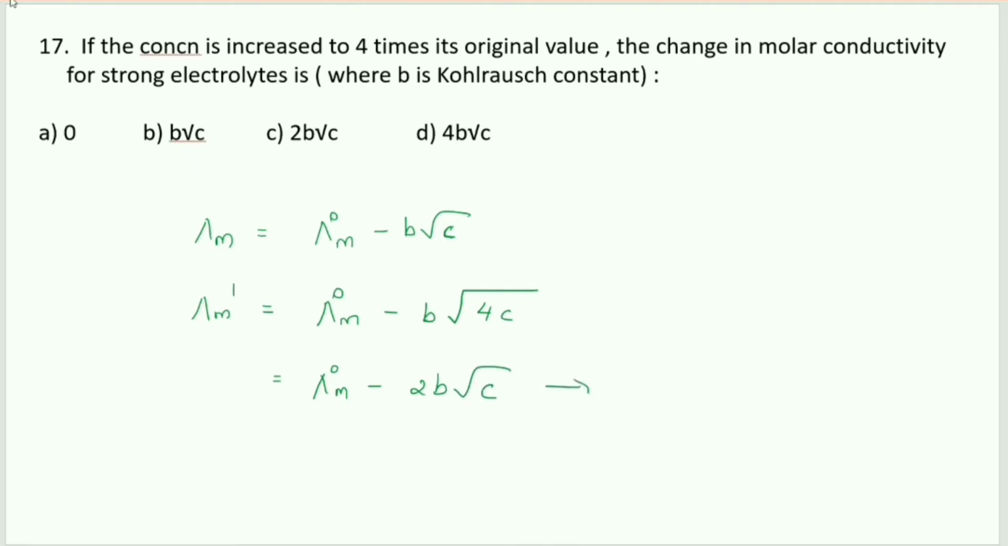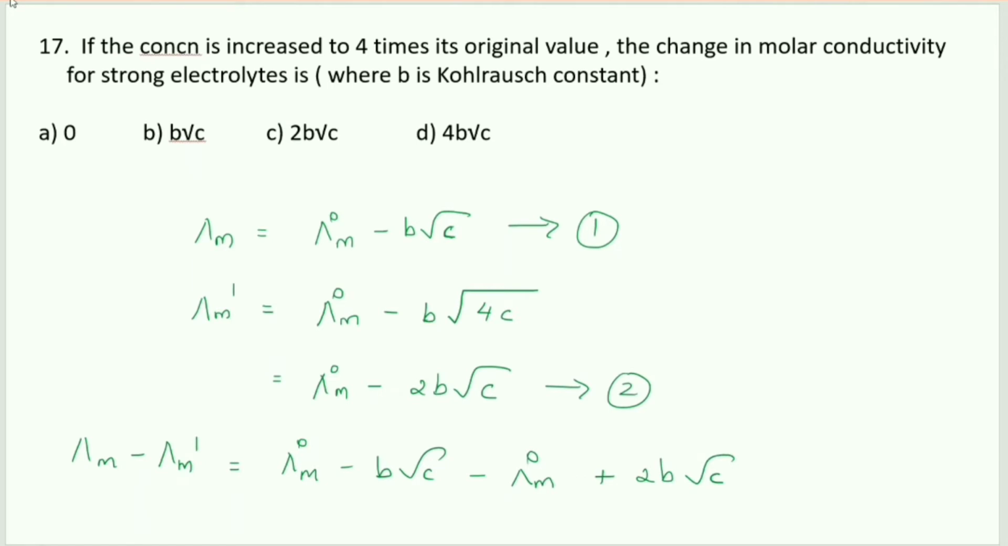So this is equation 2 and this is equation 1. The change in molar conductivity means lambda m minus lambda m dash. So lambda m minus lambda m dash will be lambda 0 m minus b root c minus lambda 0 m plus 2b root c. Cancelling, you get minus b root c plus 2b root c, which equals b root c. So the answer is option B.